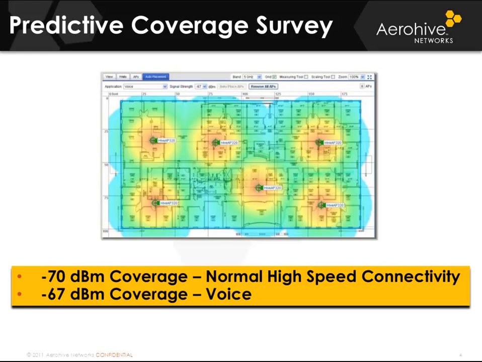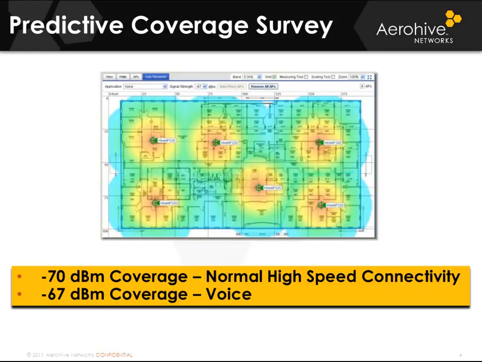Coverage for higher data rates should be somewhere at -67 dBm or stronger. Planning for voice should be at -67 dBm or stronger. Looking strictly at the numbers, they don't seem that far apart when you look at -70 versus -67. However, for every 3 dBm of gain, the signal strength is doubled, and for every 3 dBm of loss, the signal strength is divided by 2. So a -67 signal strength is actually twice as strong as a -70 signal.